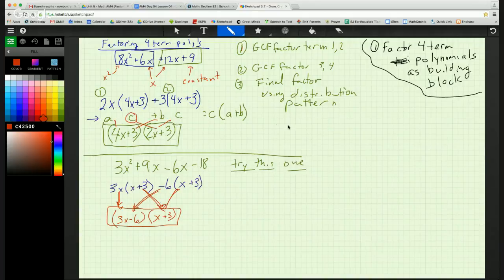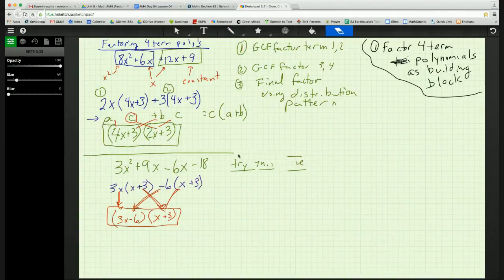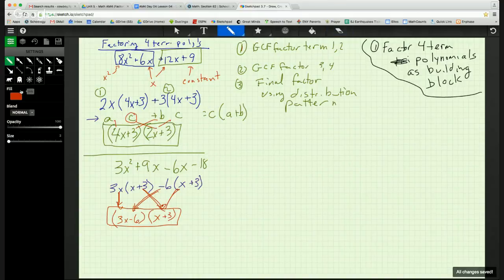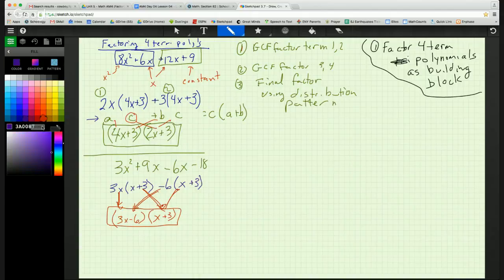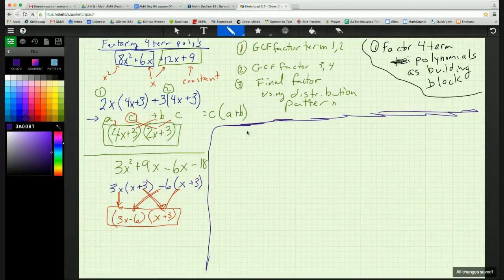Now, let me see. I'm going to try and put this on the same sheet here so you can stare at it as we go. I'm going to try and put my new set of rules here. We'll see if it just gets too busy. But I think we'll at least be able to write our rules and do one first. So this is going to teach you how to factor.